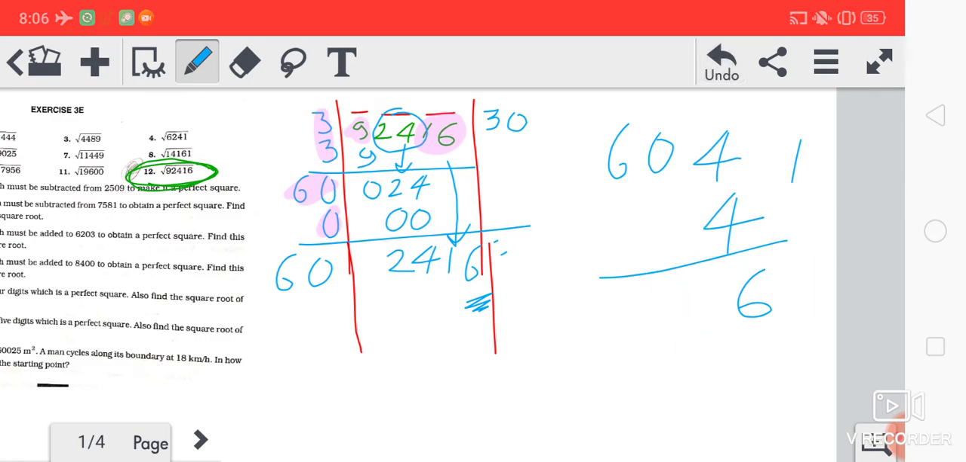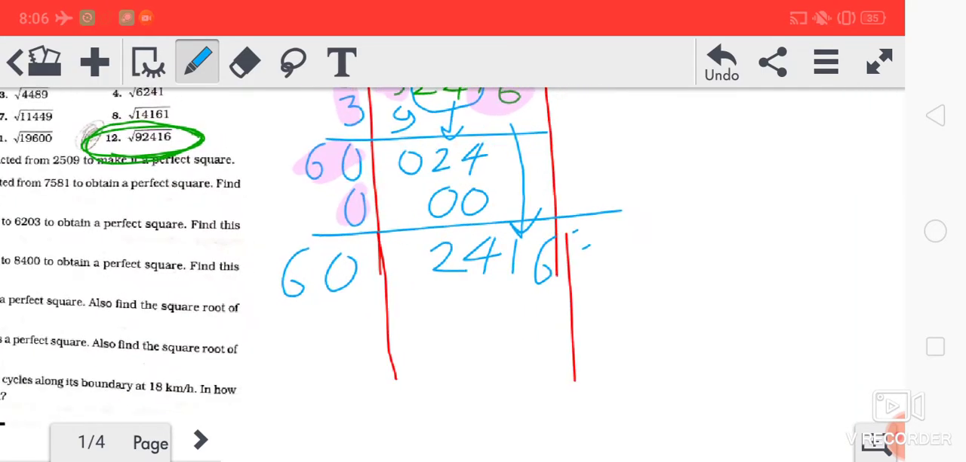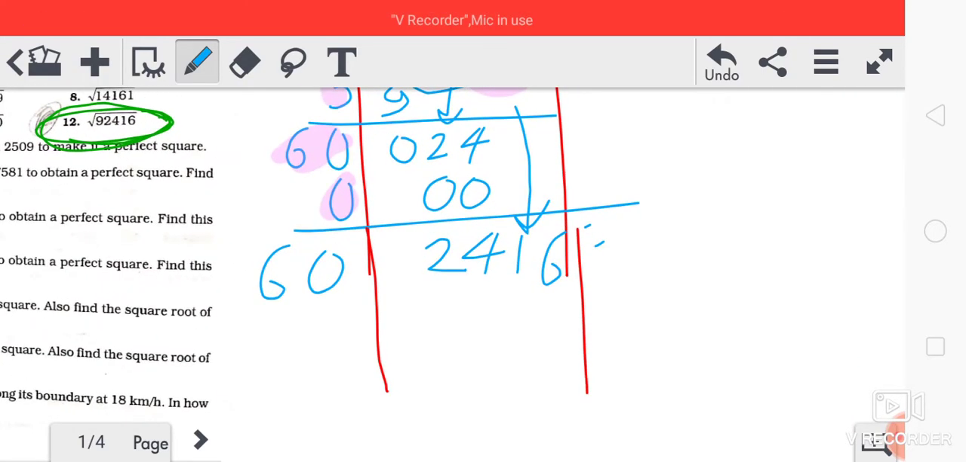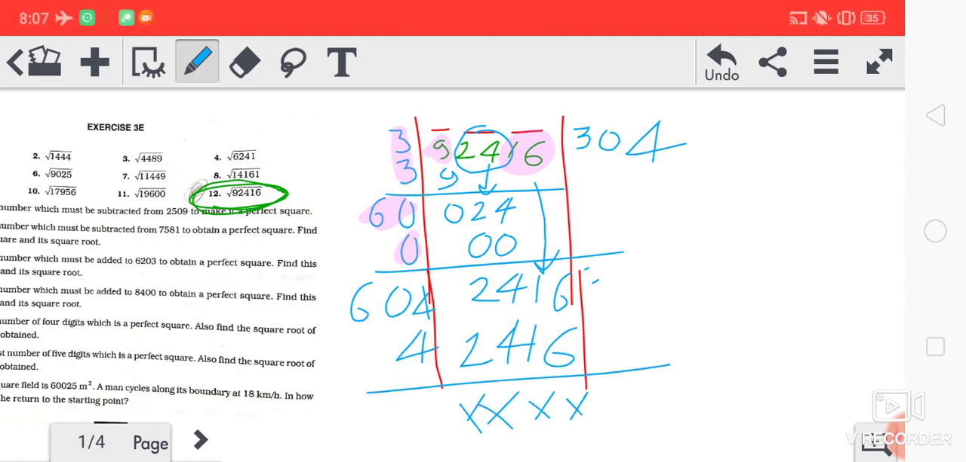So if we take 4 here, 4 times, then on the right side also we'll have to take 4. Now 4 4s are 16, 1 carried, 4 0s are 0 and 1, and 4 6s are 24. We are getting the same number, so all the numbers are getting cancelled.